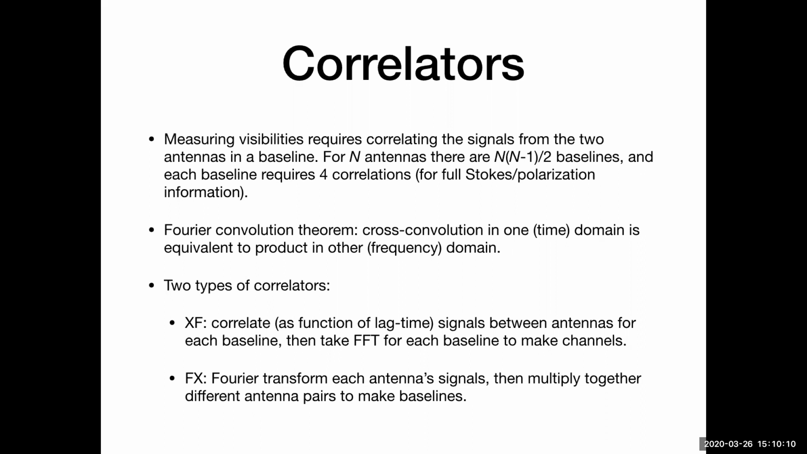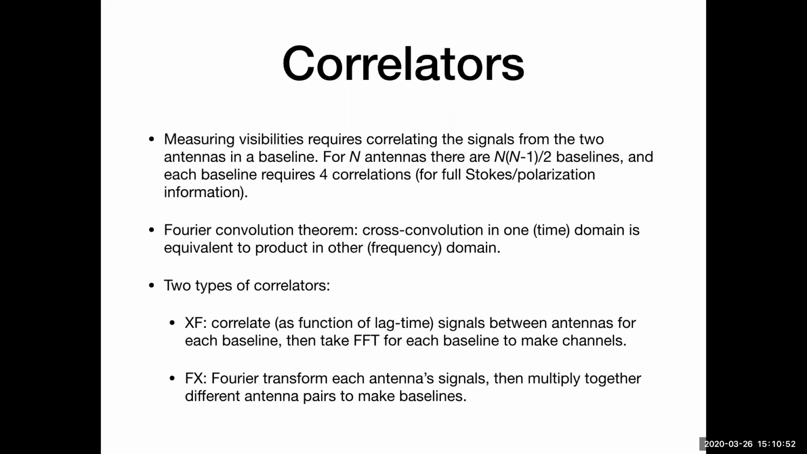So you get these 2 types of correlators, the XF or FX, where the X is the cross-correlation and the F is the frequency channelization FFT. In an XF correlator, you correlate the signals with each other, or the autocorrelation, for every baseline, and then take the FFT of that to get the frequency structure out. Or in an FX correlator, you Fourier transform everything, and then you take advantage of this convolution theorem and just multiply the Fourier transforms, as I described.